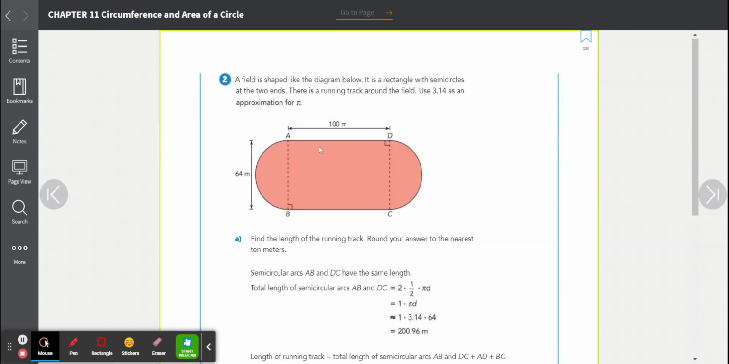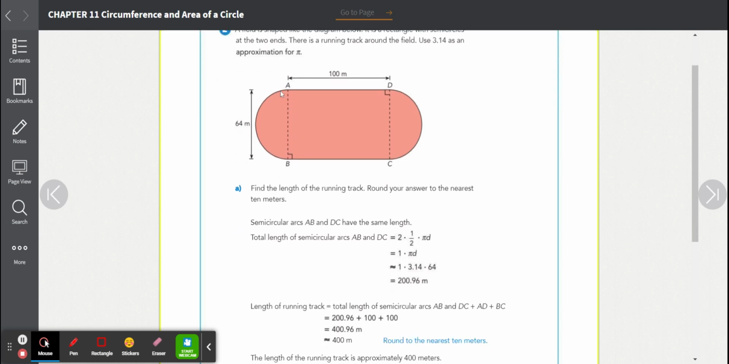Let's do this with our field example 2. So a field is shaped like the diagram below. It is a rectangle with semicircles at the two ends. There's a running track around the field. We're going to use 3.14 in this example. So part A is asking us to find the length of the running track. Round your answer to the nearest 10 meters.